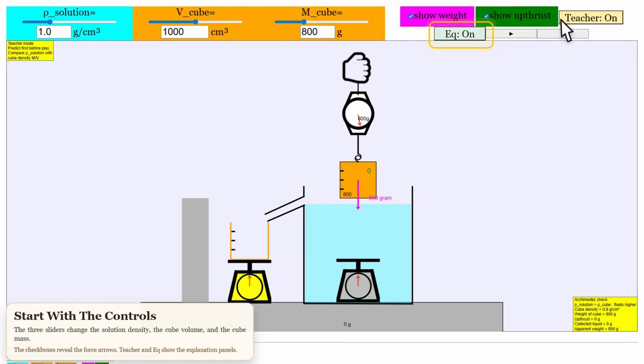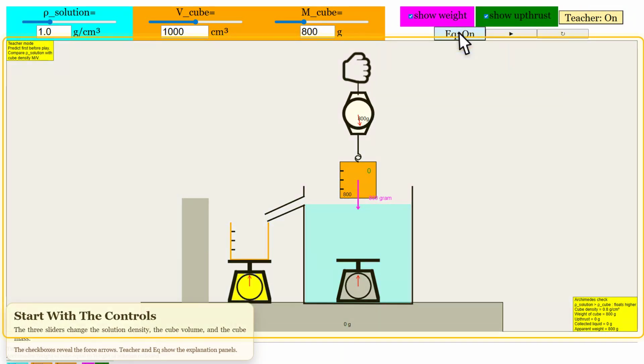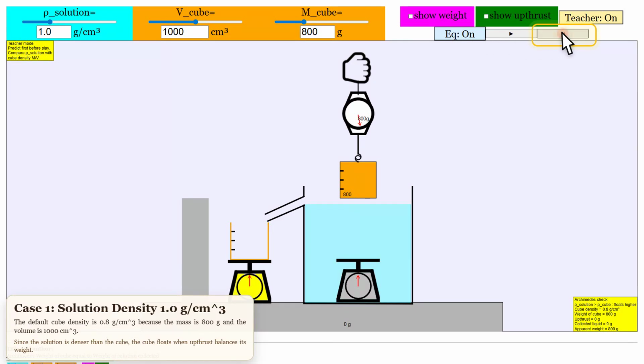Start with the controls at the top. The first slider changes the density of the solution. The second changes cube volume. The third changes cube mass. Since density is mass divided by volume, the last two sliders also change cube density.